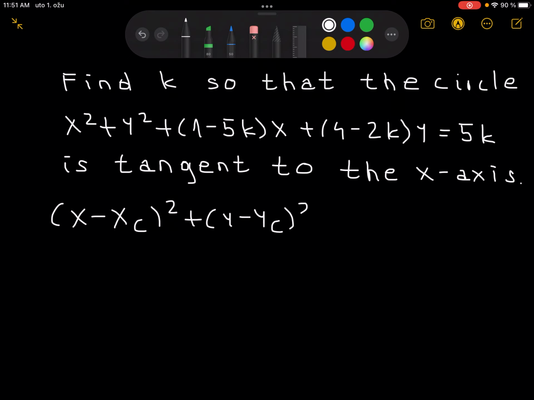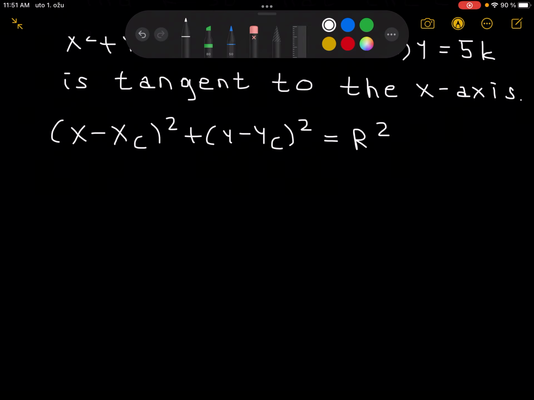y center squared is equal to r squared, where x and y are just general coordinates. X is the independent variable and y is the dependent variable, while xc and yc are the coordinates of the center of our circle, and r squared is the radius of the circle squared.